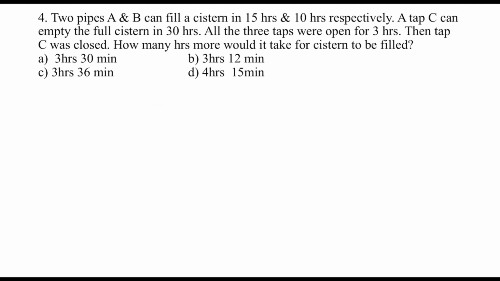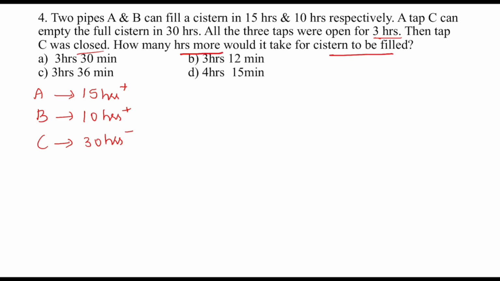Okay. Now, there are 2 pipes A and B. A can fill a cistern in 15 hours and B can fill a cistern in 10 hours. There is a tap C which will empty the full cistern in 30 hours. So emptying we will denote by negative. All the 3 taps are open for 3 hours. Then after 3 hours tap C is closed. So after that, how many hours more will it take for the cistern to be filled?